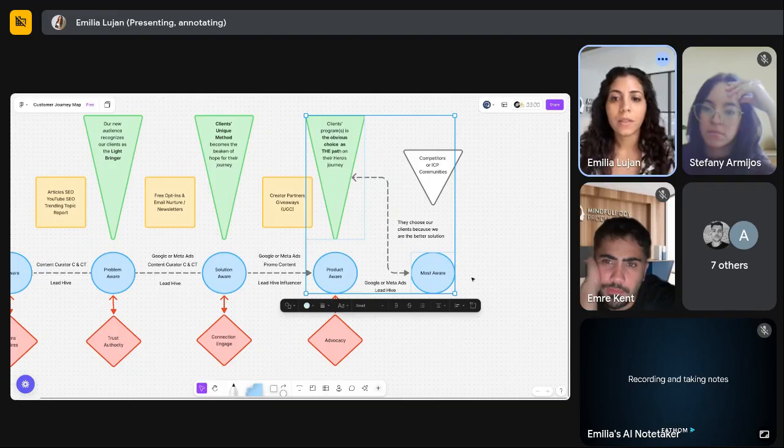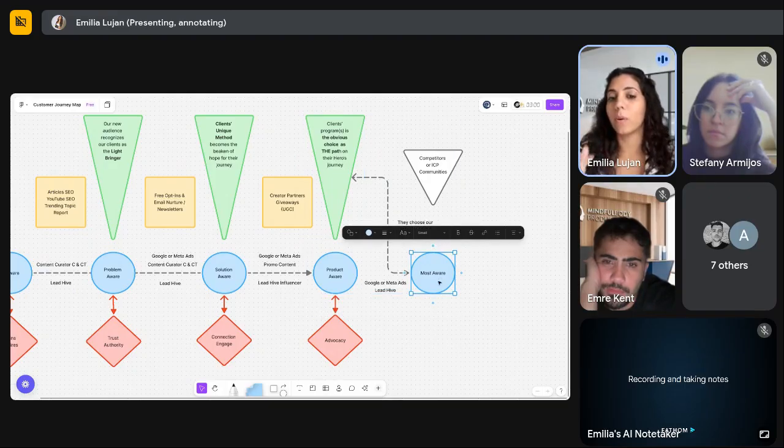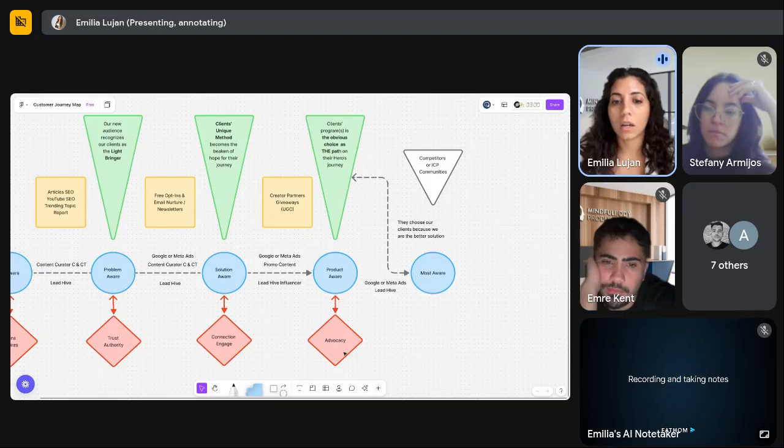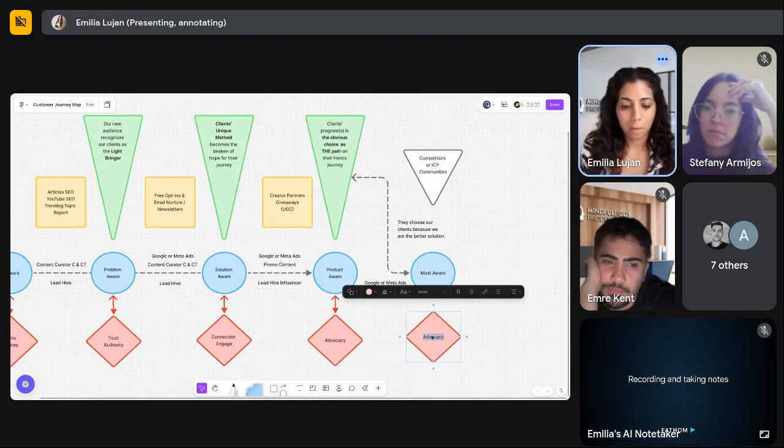So this is where we get to touch on the pain points. And I'm going to add that here. Pain points from working with our competitors.